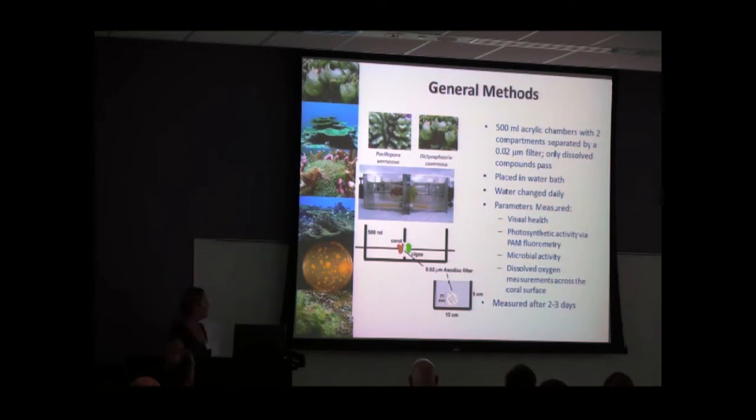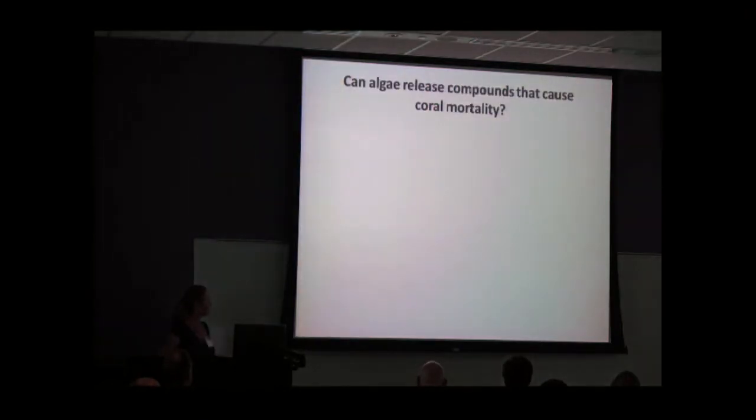The basic methods for the original experiment were to grow corals and algae in little chambers that were separated by an anodisc 0.2 micron filter, which only allowed dissolved compounds to pass. It didn't allow bacteria or viruses to pass. They were grown in a water bath with aeration, and water was changed every day. We assessed coral health and physiology over time by measuring fluorescence and dissolved oxygen concentration.